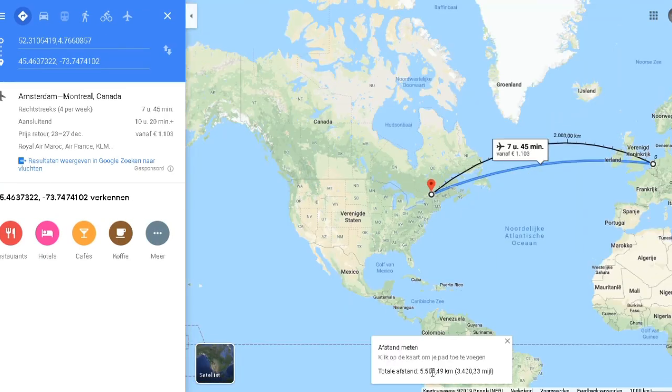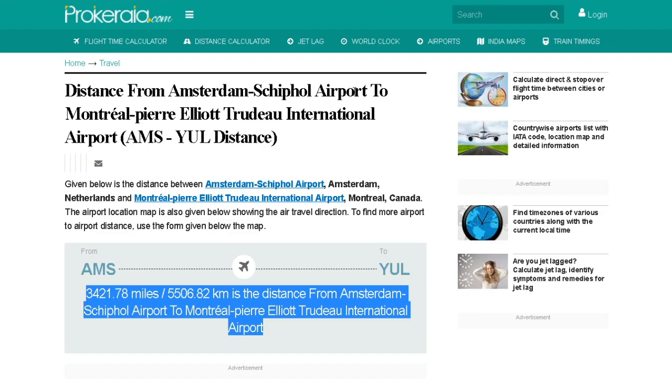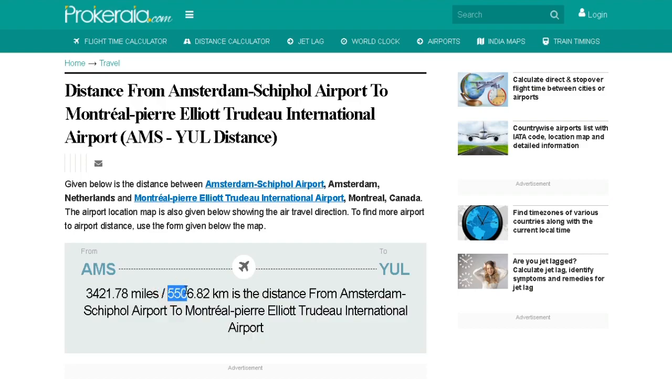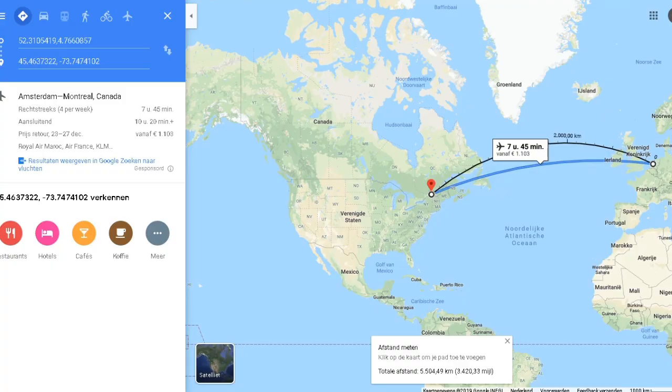That's 5,504 kilometer, or 3,420 miles, between Schiphol Airport and some airport in Montreal. Distance from Amsterdam Schiphol to Montreal: 5,506 kilometer or 3,421 miles. That's the same. I bet it's exactly the same if I pinpoint it exactly. Zoom in a little bit more.